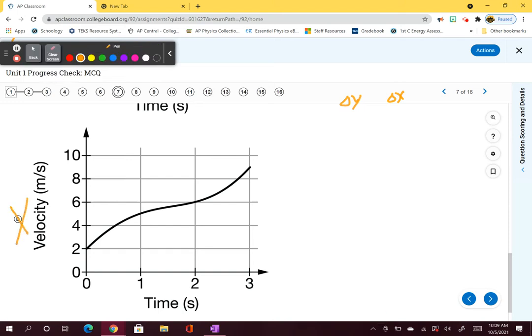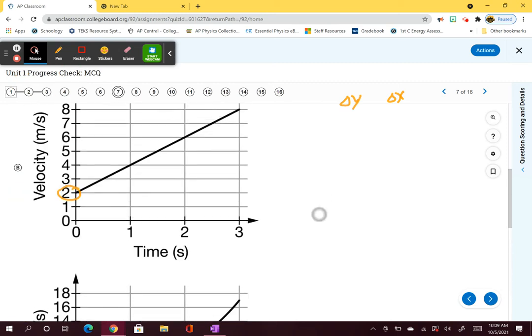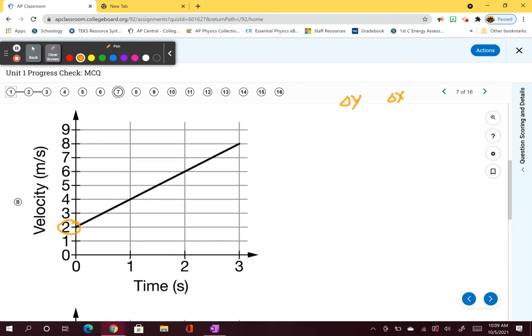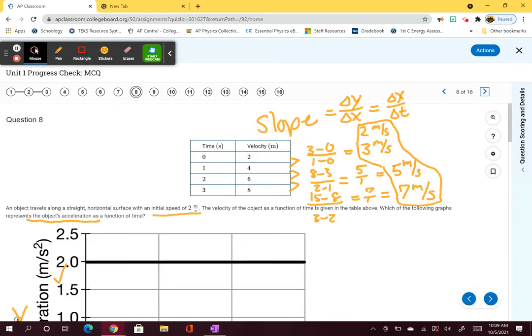So it looks like our answer is going to be B, showing that it's increasing. And there you go. Next question. Oop, forgot to clear it.